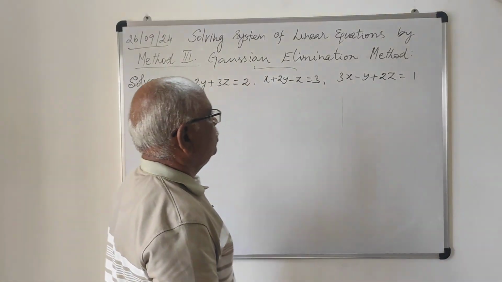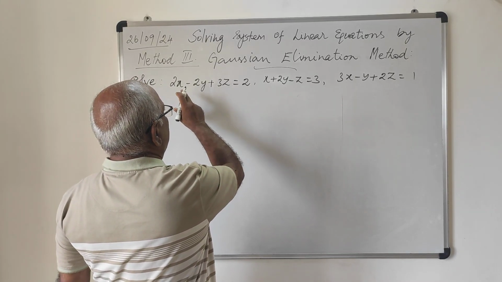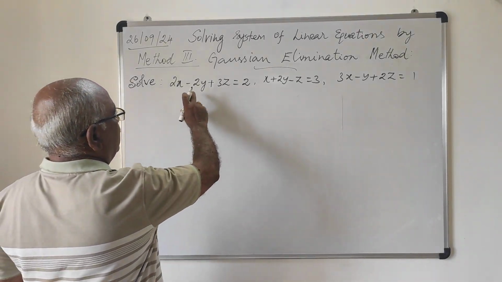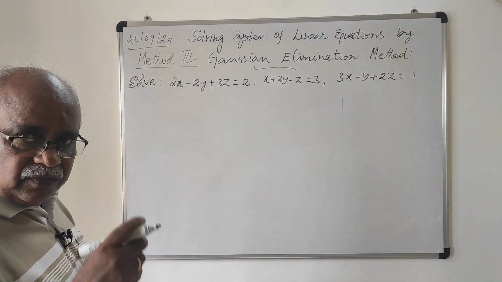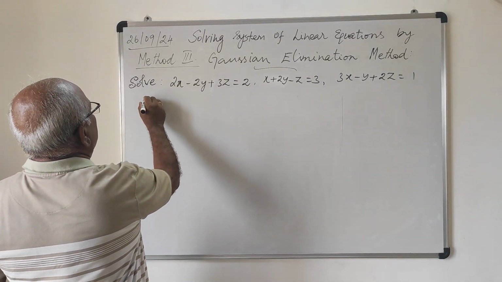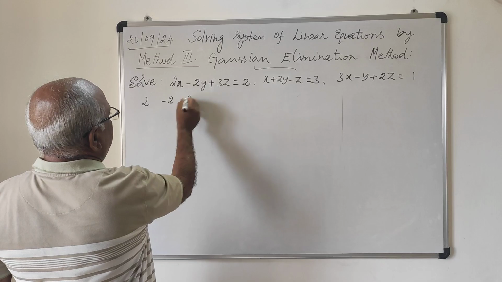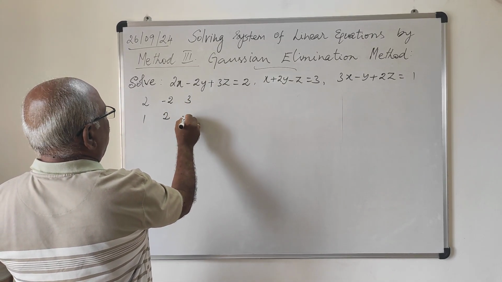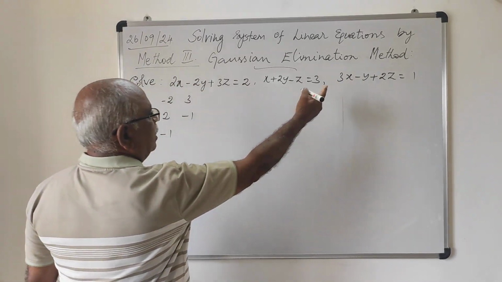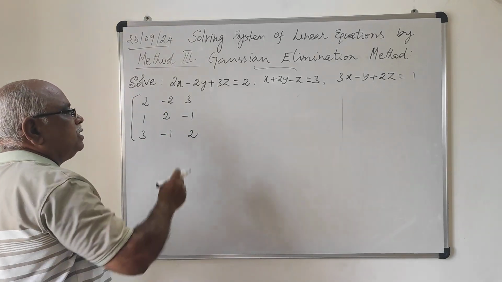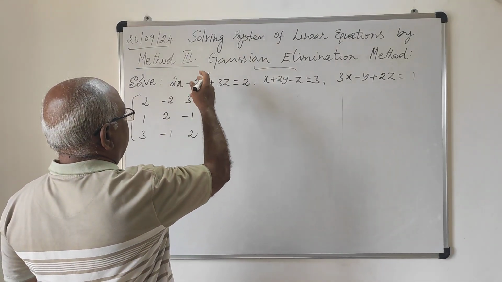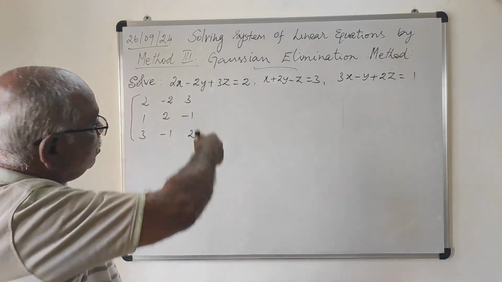In this method also, we have to find the matrix with the coefficients of the variables x, y, and z. I explain this method first. We rewrite this system of equations to matrix form by considering the coefficients of x, y, z as the matrix. That is 2, minus 2, 3. Next equation 1, 2, minus 1. And the coefficient of x is 3, coefficient of y is minus 1, and z is 2. So you consider these coefficients of x, y, z as a matrix, and also you consider the constants as a fourth column of the matrix.